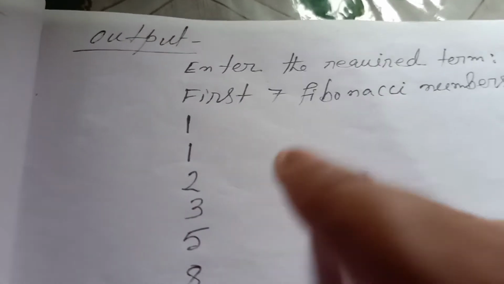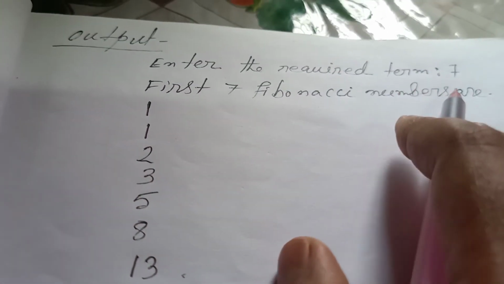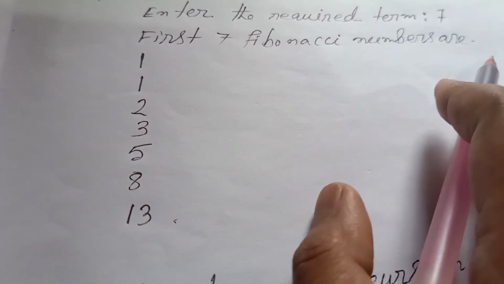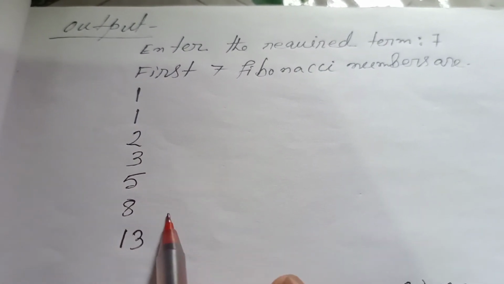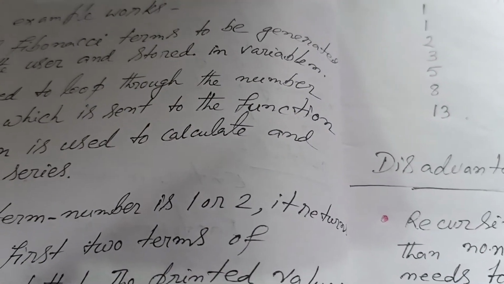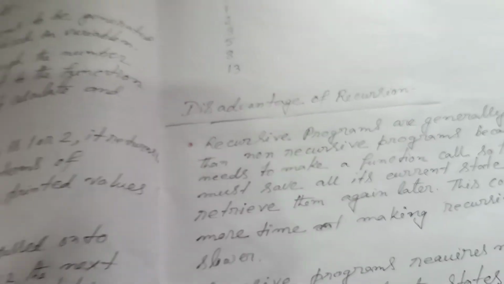So the output of the above program is: enter the required term. Suppose we are taking 7. So the first 7 Fibonacci numbers are 1 1 2 3 5 8 13. Okay, so these are the two main examples of recursive functions. One example is factorial using recursion and another is Fibonacci using recursion.